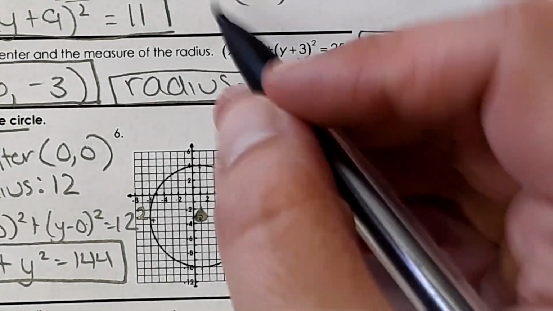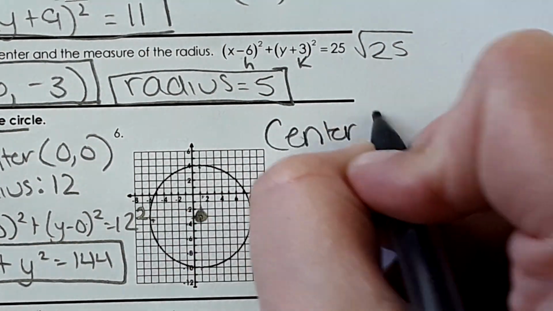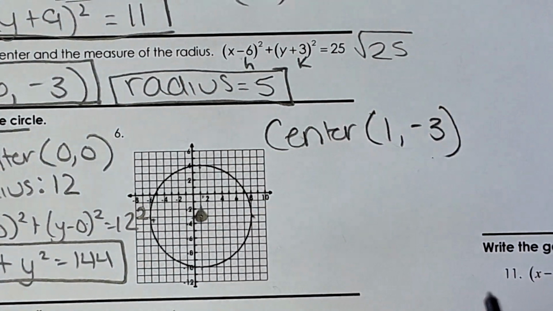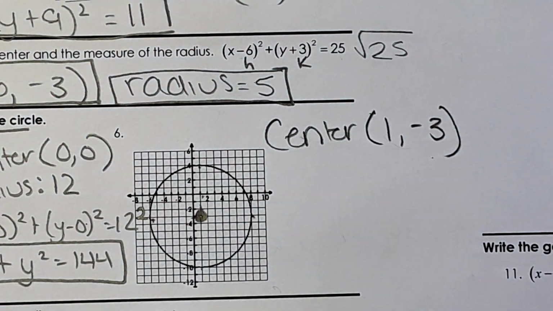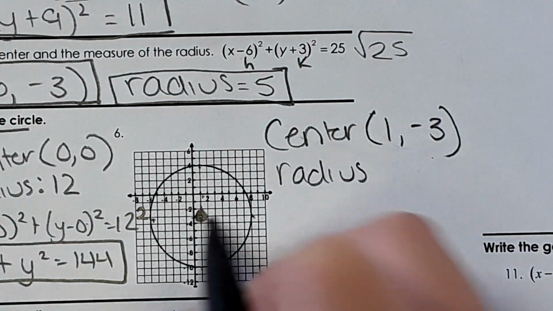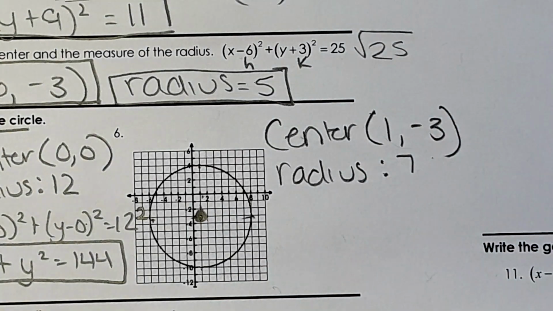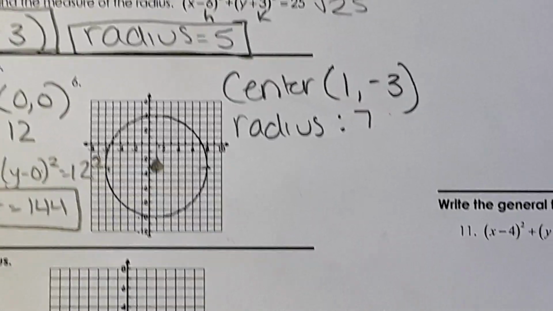So this center is at 1, negative 3. And then for the radius, that would be the distance from the center to the outside. So from 1 to 8 is 7 units. And then we can plug it into the equation.